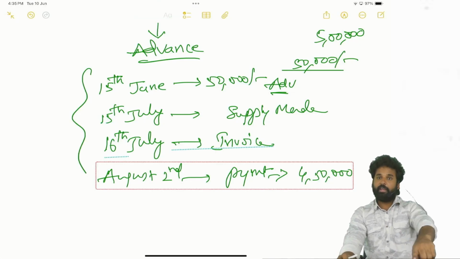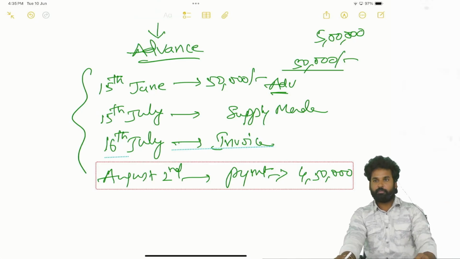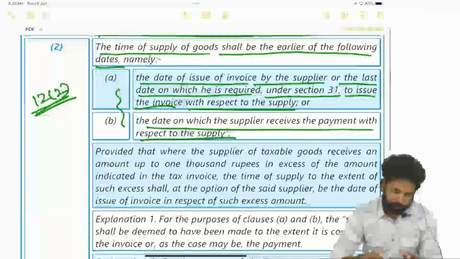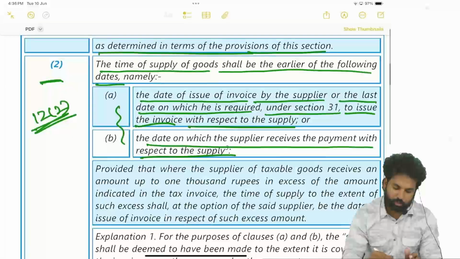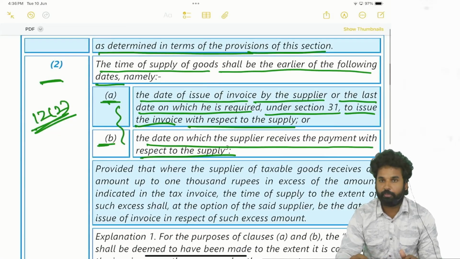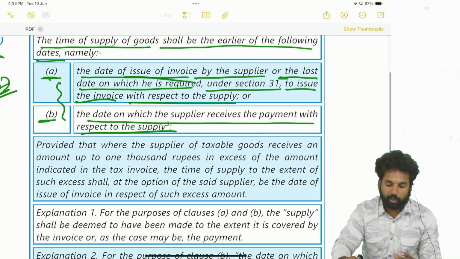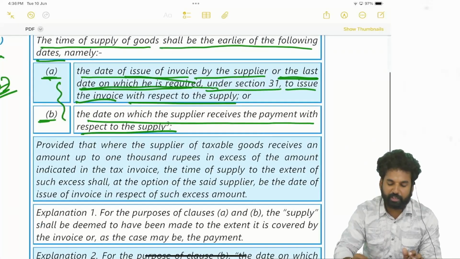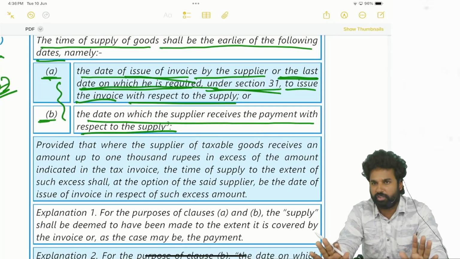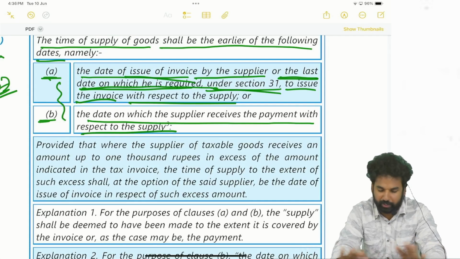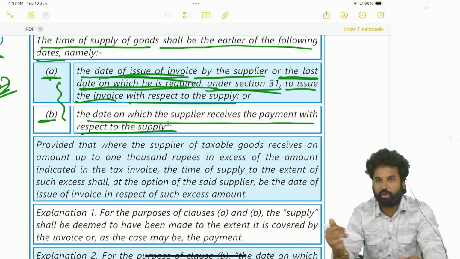So now, applying what we have read so far under section 12 subsection 2, clause A, clause B we have read. What is that? Date of issue of invoice by the supplier, or last date on which he is required under section 31. The last date we have not seen so far; we don't know it with respect to a particular supply. Okay, forget about that. Date of issue of invoice we know.